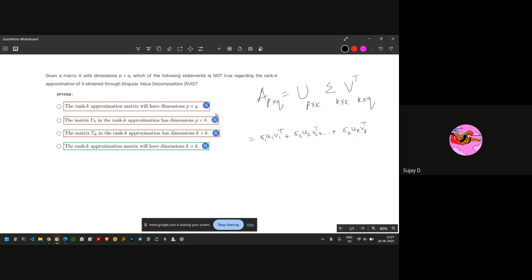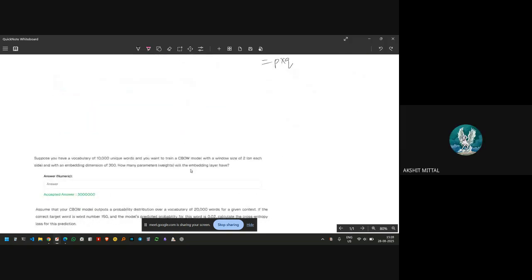Any explanation needed in this question? Each outer product matrix will be P cross Q, and the summation of these is a matrix, so the total will be P cross Q. The approximation matrix will have dimension P cross Q, and UK will be P cross K. Sigma K will be K cross K. But the rank K approximation will not be K cross K, it will be P cross Q. And they ask for not true, yes. Got it.